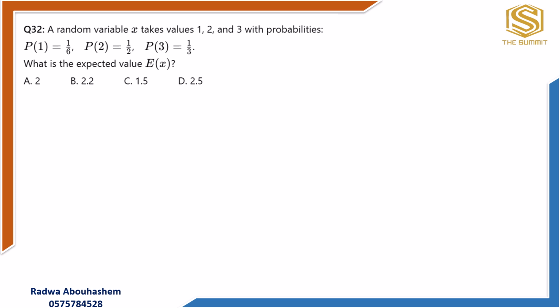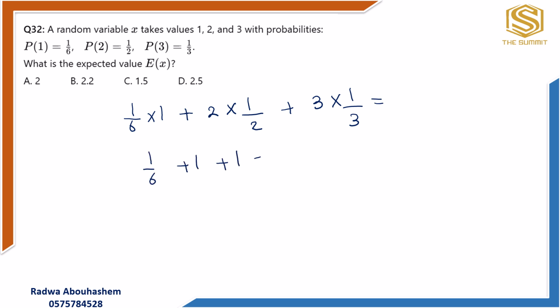A random variable x takes values 1, 2, and 3 with probabilities 1 over 6, 1 over 2, and 1 over 3. What is the expected value? The expected value is the value times its probability, and we take the sum. So it would be 1 over 6 times 1 plus 2 times half plus 3 times 1 over 3. So this would be 1 over 6 plus 1 plus 1. So 2 and 1 over 6, which means it's about 2.2.